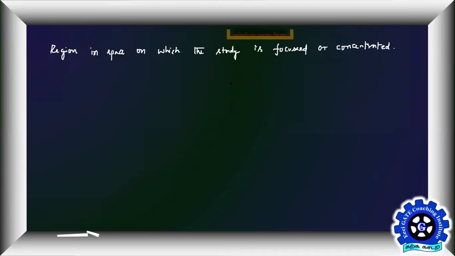Anything external to this is called the surroundings. So this is what a system is. If you go for the formal definition of surroundings, anything external to the system is called surroundings.